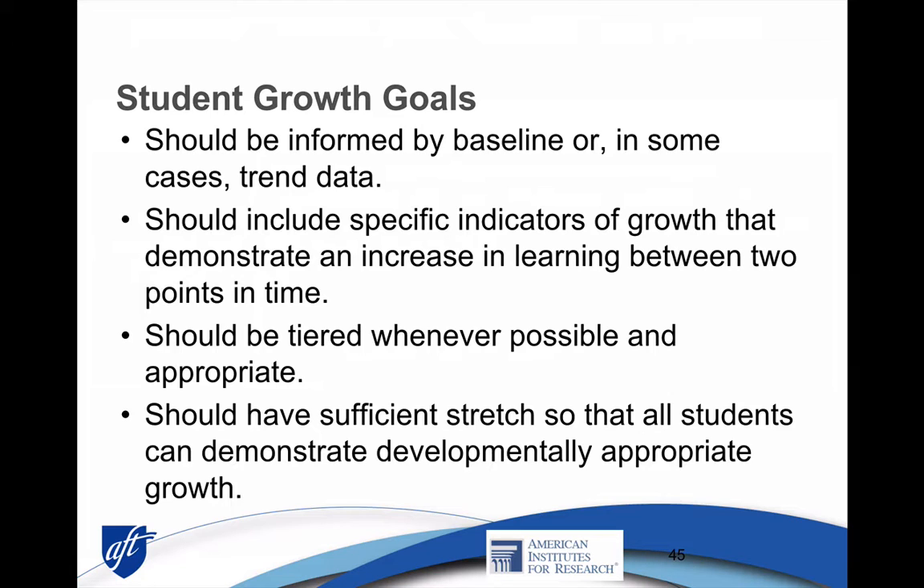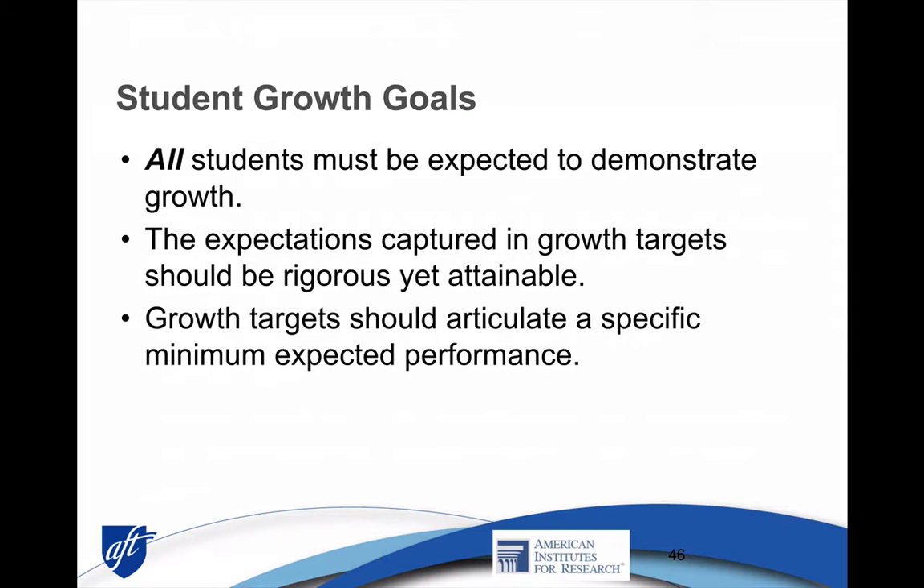Student growth goals should be informed by baseline or, in some cases, trend data. They should include specific indicators of growth that demonstrate an increase in learning between 2 points in time. This would be the pre to the post assessment. They should be tiered whenever possible and appropriate. This will allow for variances in growth depending on the needs of the student. Student growth goals should also have sufficient stretch so that all students can demonstrate developmentally appropriate growth.